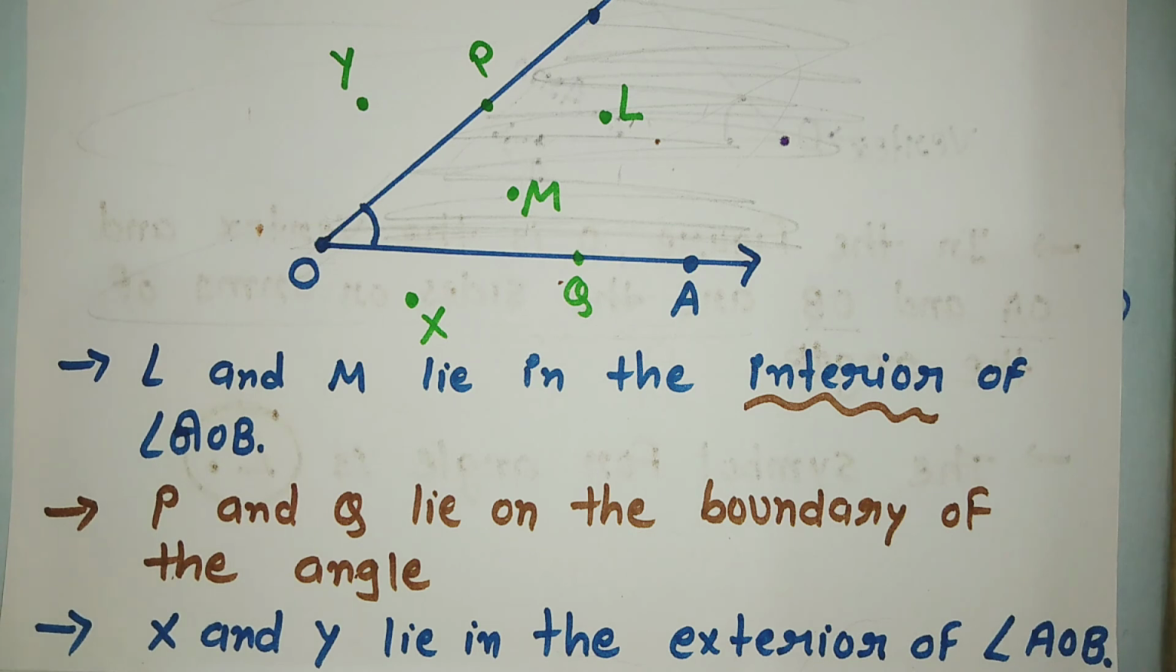So here we are done with the concept of angle. We use angles in each and every day of our life. So how can we read the angle? How can we give the name to an angle? Then what is the symbol of an angle? And interior and exterior of an angle. So this is the concept of angle.